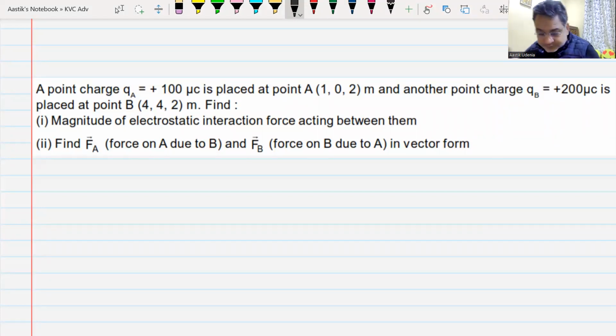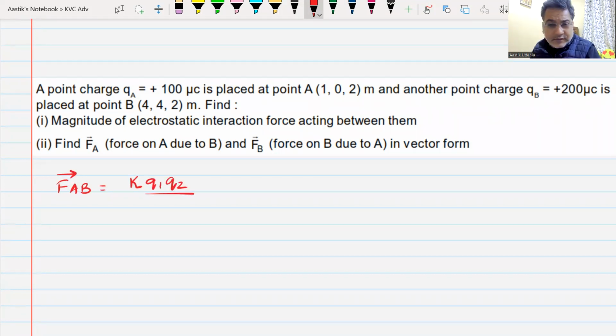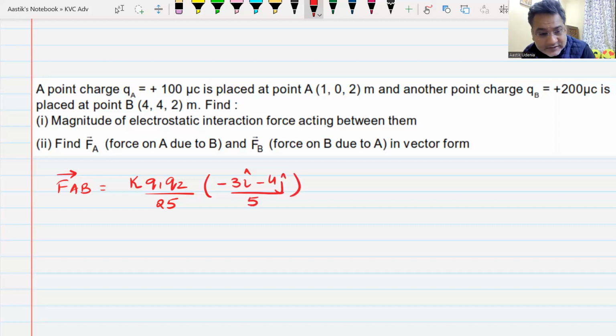So basically, if I have to find the force on particle A due to particle B, it is K into Q1 Q2 divided by R square, distance square. You can find out the distance, that is 25, yes or no? Yes, sir. Into the unit vector RAB. How will I find the unit vector RAB? Sir, it's a vector drawn from B to A. Yes, so vector A minus vector B. So it will become minus 3i minus 4j divided by the magnitude, which is 5. So that is the answer that I was looking at.